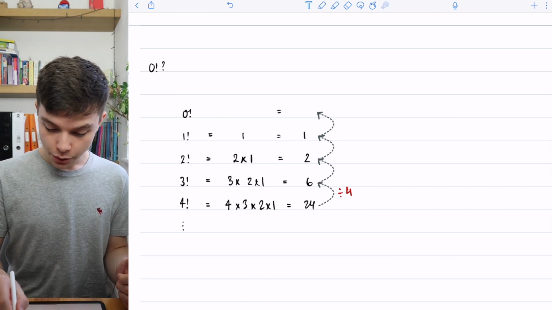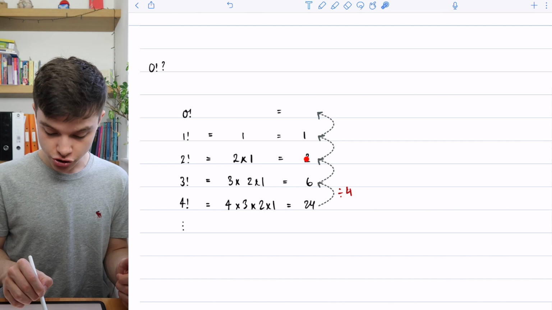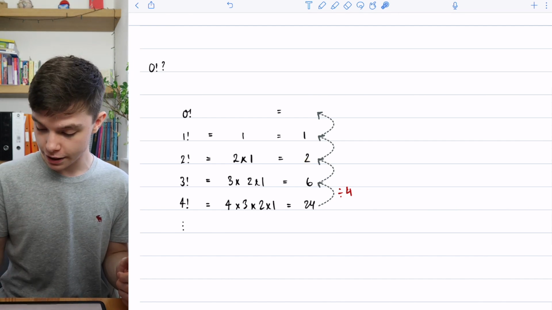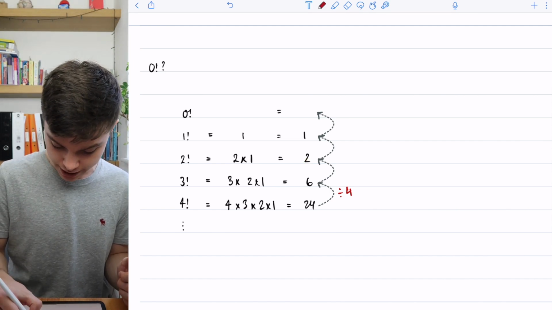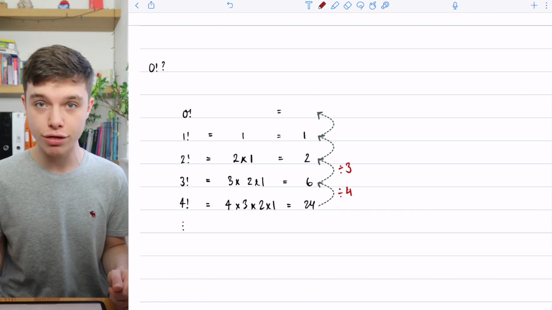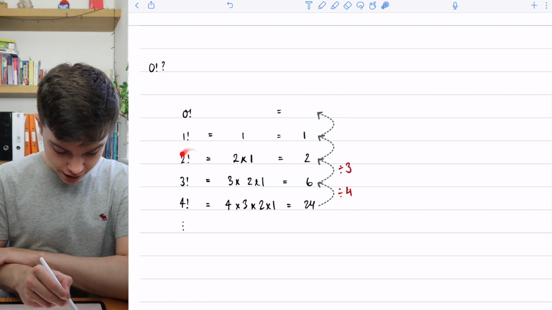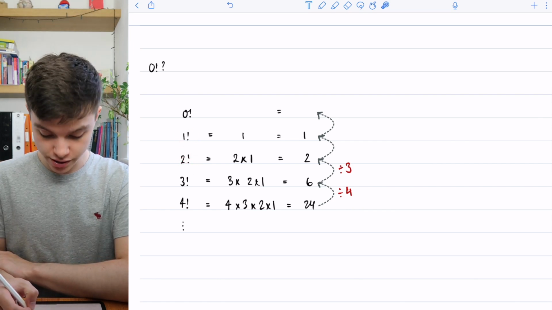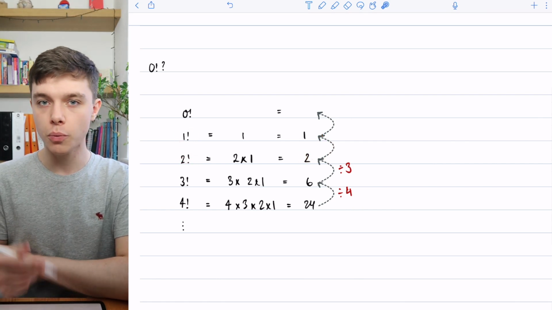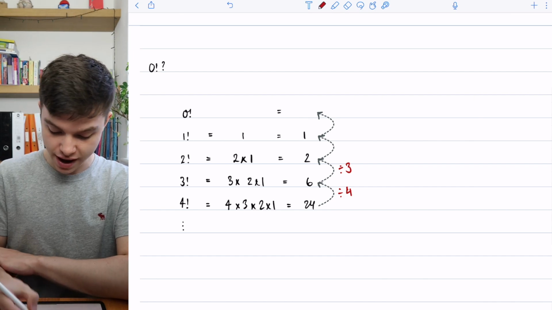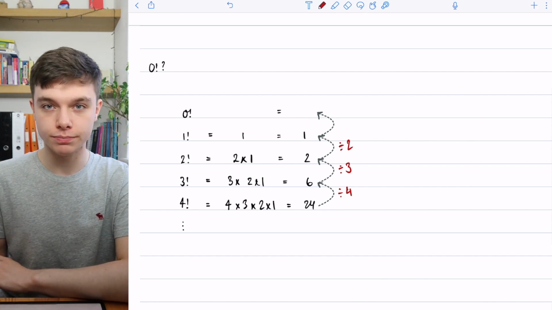Then if we think about how we can go from 6 to 2, that's quite easy. We can just divide by 3. Again, I'll do it in red. We can just divide by 3. How can we go from 2 factorial to 1 factorial? In other words, how can we go from 2 to 1? What can we divide by? We can just divide by 2.